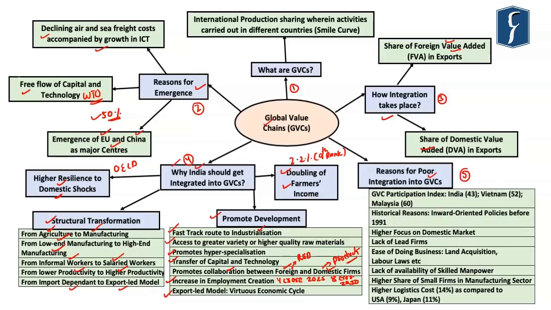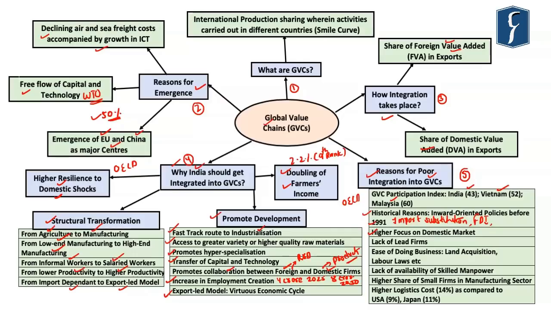Now, in spite of these advantages, India has so far failed to get itself integrated into the global value chains. Now, this can be understood by looking at the GVC participation index that is published by OECD. This index for India is comparatively lower as compared to the smaller economies such as Vietnam as well as Malaysia. Now, there are a number of reasons for India's poor integration. For example, prior to the year 1991, India followed state-led development with inward-oriented policies such as import substitution, discouraging foreign direct investment, the license Raj system, and so on.